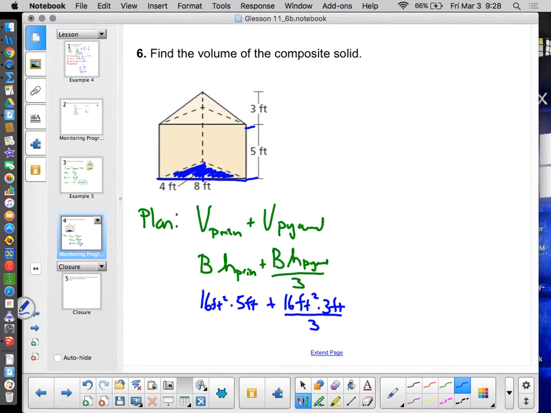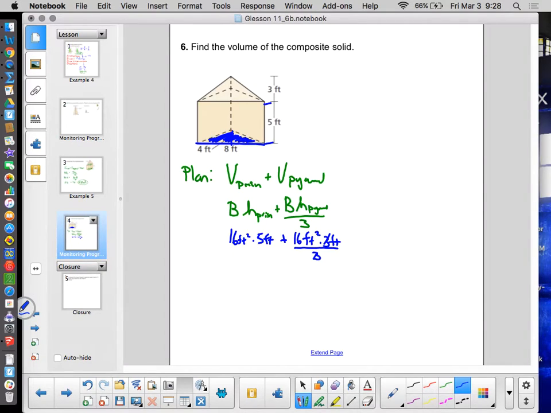Now, what's awesome here is the 3's cancel. So that makes my life a little easier. 16 times 5 is 80 feet cubed. 16 feet times feet is 16 feet squared, or feet cubed again, excuse me. And 96 cubic feet is that volume.